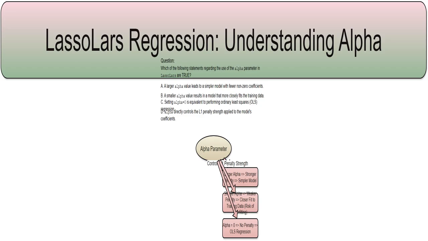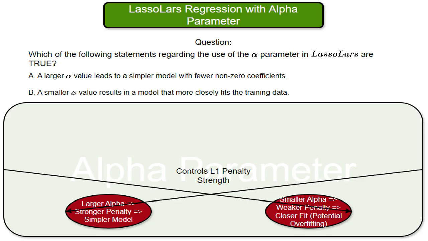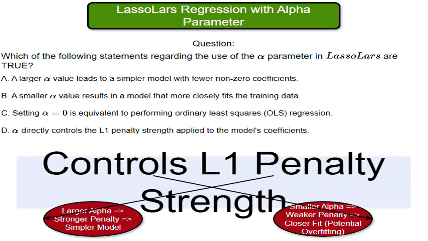It tests whether you understand the role of the alpha parameter in the LassoLars algorithm, which is just a specific implementation of lasso regression. I see alpha as the tuning knob for LassoLars regression. It directly controls how strongly the model penalizes large coefficients. Think of it like this. A higher alpha value makes the model favor simplicity, while a lower alpha allows for more complex fits to the data.